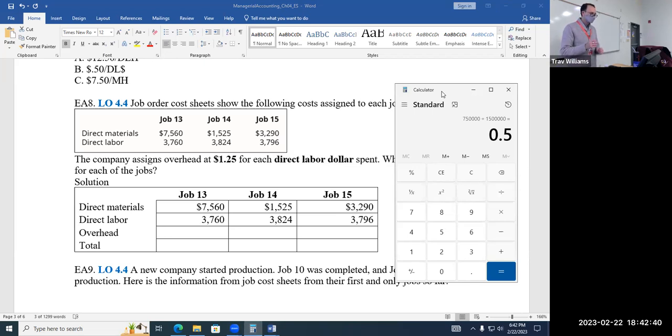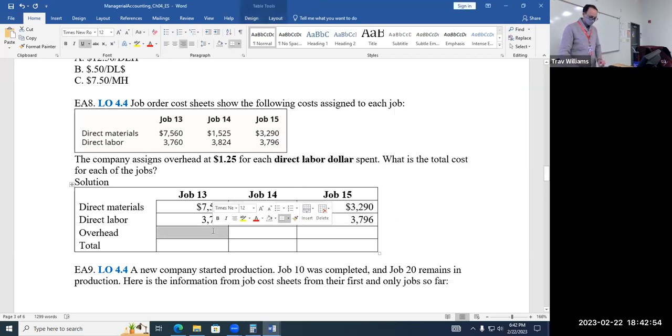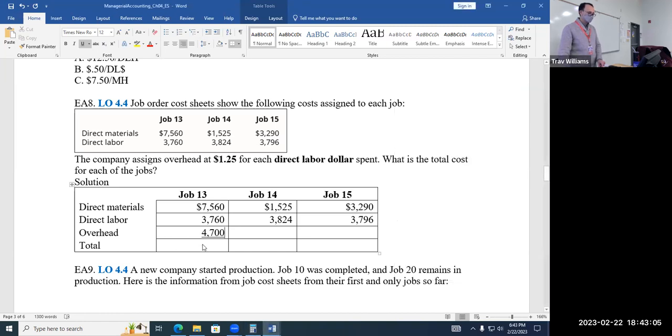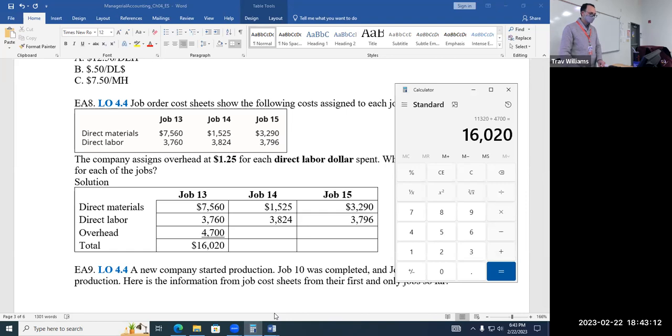Exactly. So we're going to take the $3,760 of direct labor cost times the $1.25 overhead allocation rate, and we get $4,700 of overhead. And then we can get a total for the job, 16,020. Let me know if I miscalculate here.